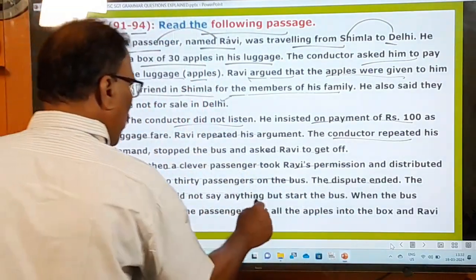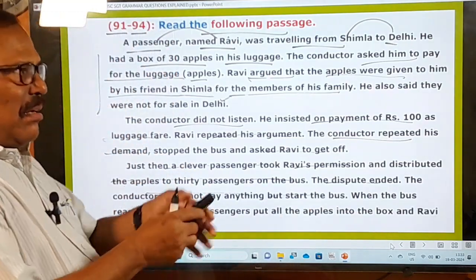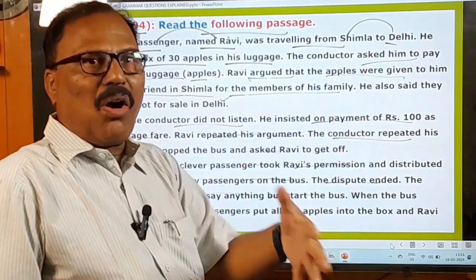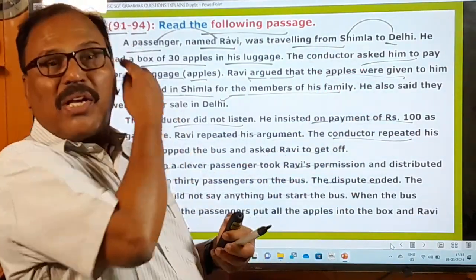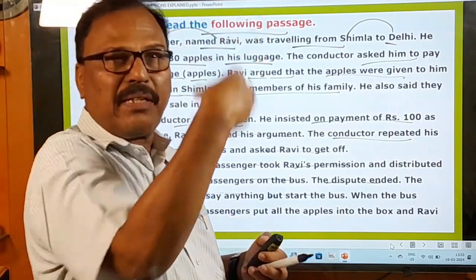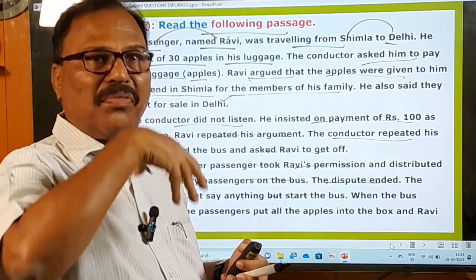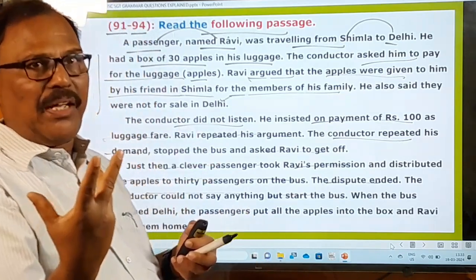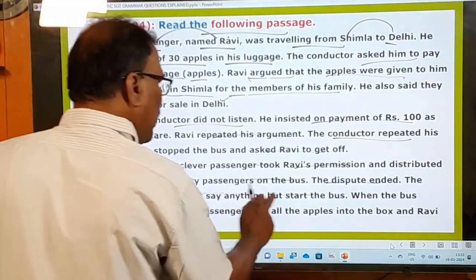The conductor could not say anything but start the bus. The conductor could not say anything because the luggage was distributed among all the passengers. And that's why it is not called luggage. Because if the inspecting authorities come there, they will not find fault with the conductor. So that's why the problem is over. The dispute ended.